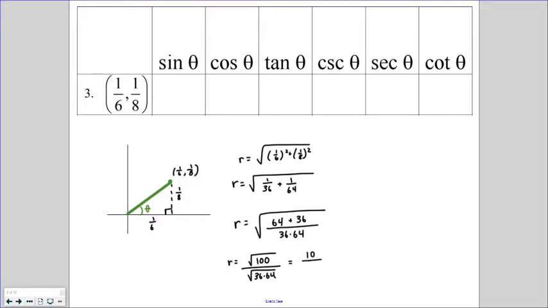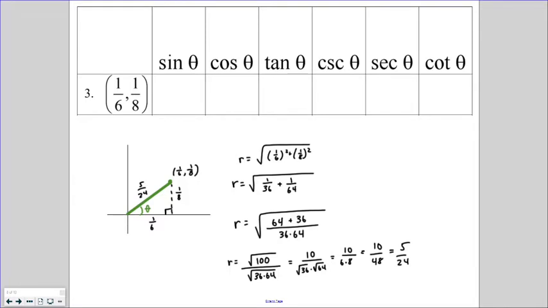So the square root of 100 is 10. And now on the bottom I can also separate out the square roots like this. So I'm going to get 10 over 6 times 8. All right, that is going to be 10 over 48, which is going to simplify to 5 over 24. So the radius or the hypotenuse there is 5 over 24.